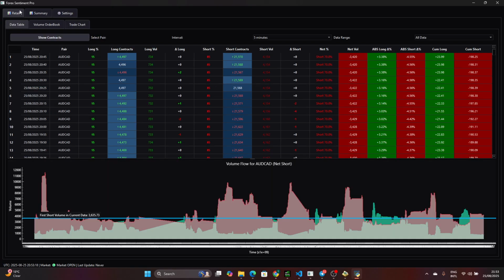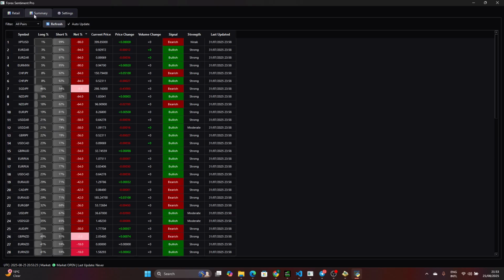Why do I call it the retail tab? Because this is going to be only retail sentiment data, and in the future I will bring the CFTC COT data, and then in the summary tab we're going to compare both and try to analyze the whole market sentiment in terms of the big boys and retail traders. Well, if I better say, institutionals and retail traders data.